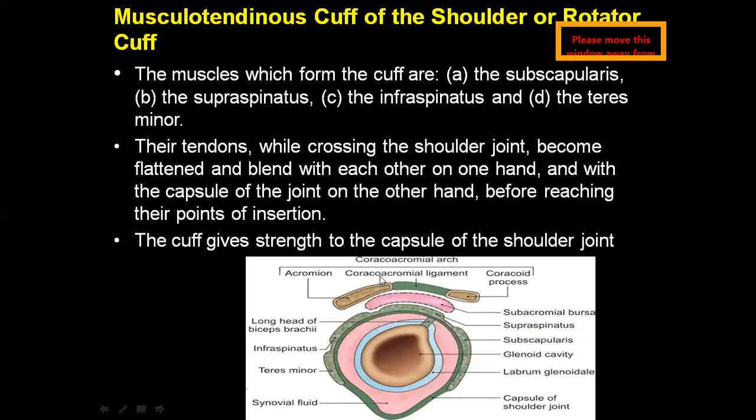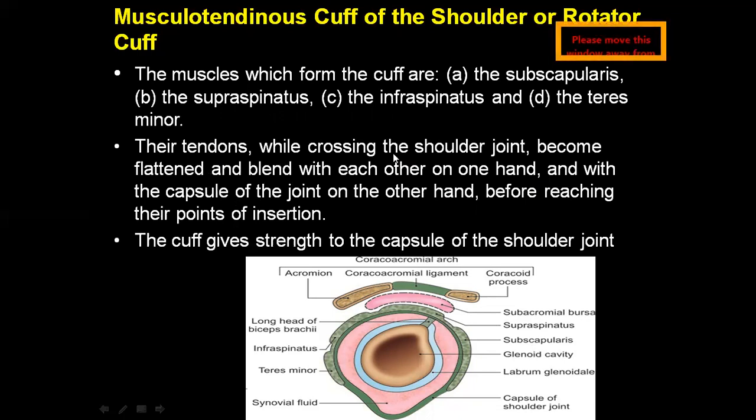Now, as I told you, I will talk a little about the musculotendinous cuff or the rotator cuff, because this itself can come as a 3 marks question. So we know, over the greater tubercle and the lesser tubercle of the humerus, we have certain muscles getting inserted. What are those? SITS: supraspinatus, infraspinatus, and teres minor over the greater tubercle, and subscapularis over the lesser tubercle. So these muscles are actually forming a cuff around the shoulder.